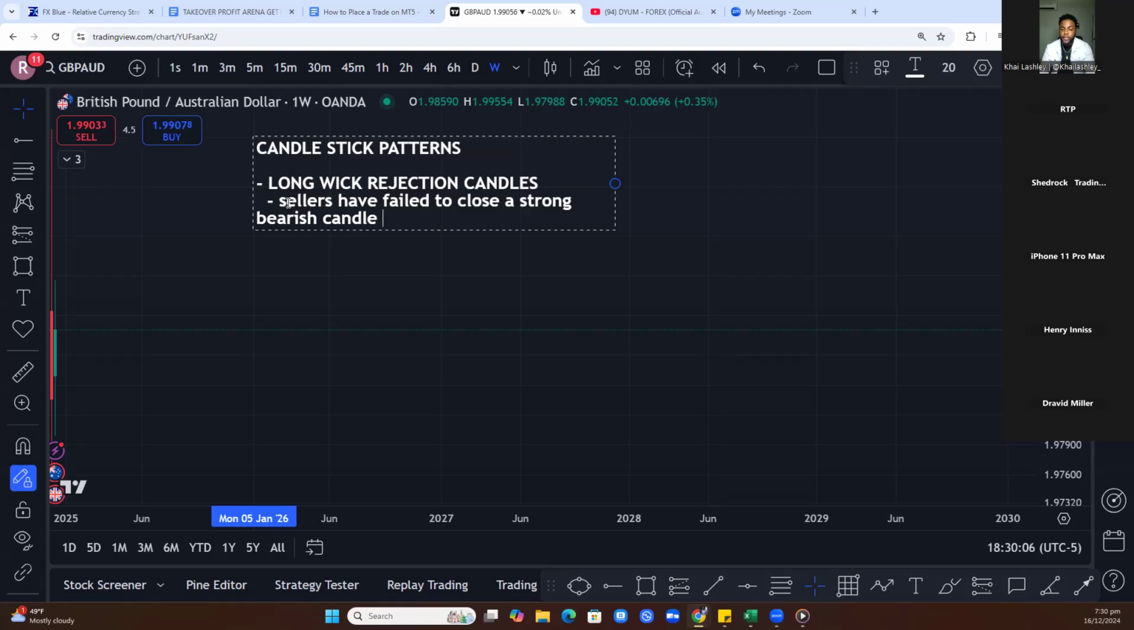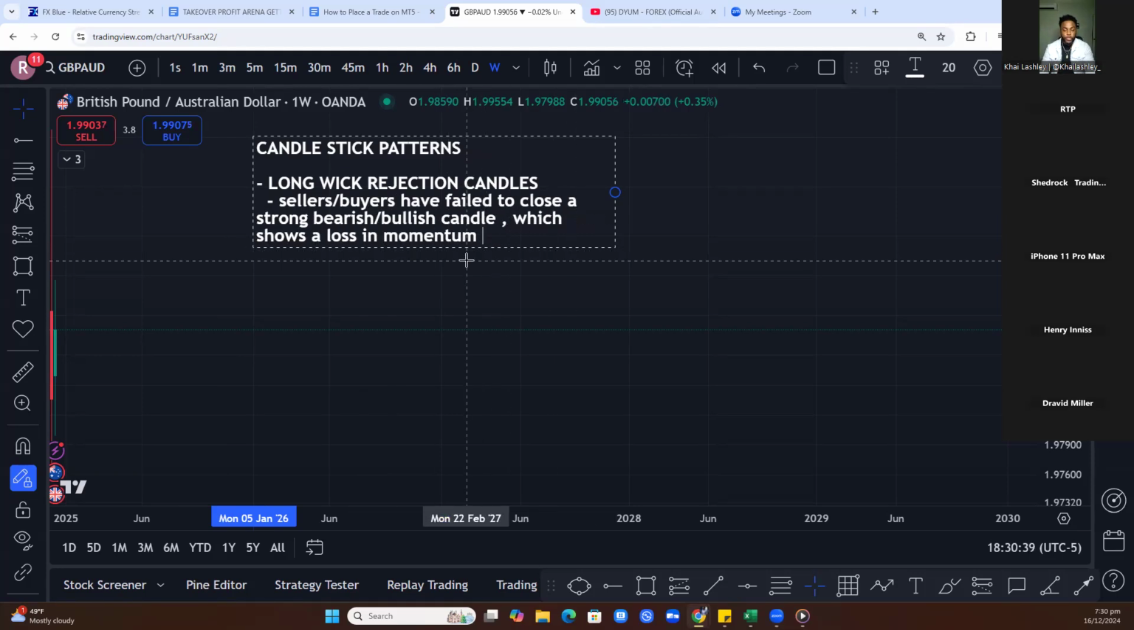a strong bearish candle, which would then show a loss in momentum, all right? So this is sellers or buyers, obviously based on where you're at. It would show a loss in strong bearish or bullish momentum. So it shows us basically a loss in momentum.